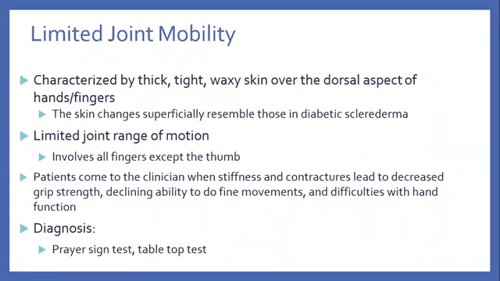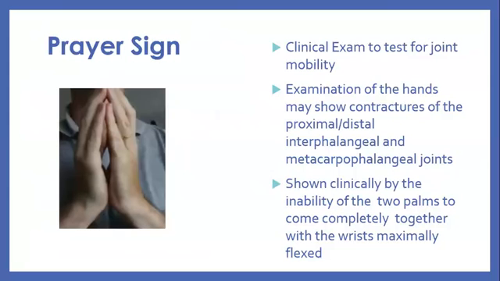So to diagnose limited joint mobility, you will ask these patients to perform the prayer sign test and tabletop test. So you're going to ask the patients to put their hands together as if they were to say a prayer. And this is a clinical exam for joint mobility. The examination of the hands may show contractures of the proximal, distal, IP, and MCP joints. It's shown clinically by the inability of the two palms to come completely together with the wrist maximally flexed, as demonstrated in this picture here to the left.